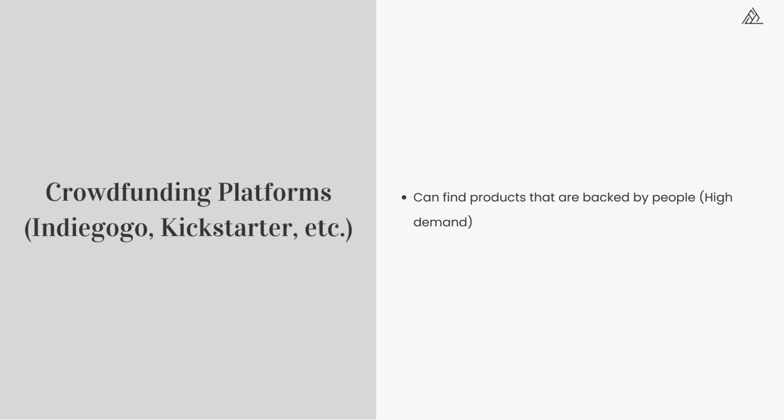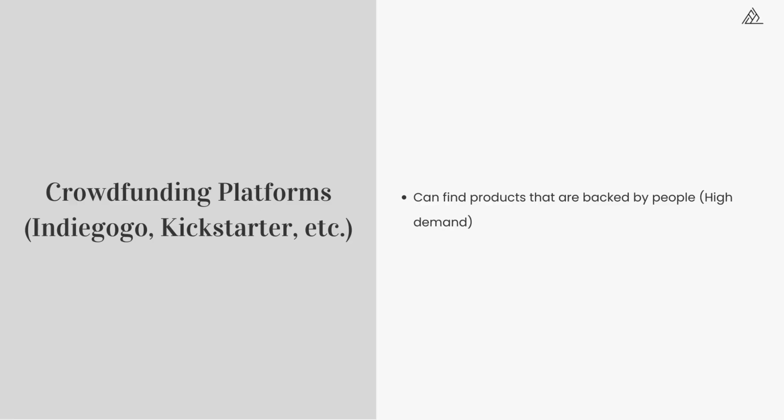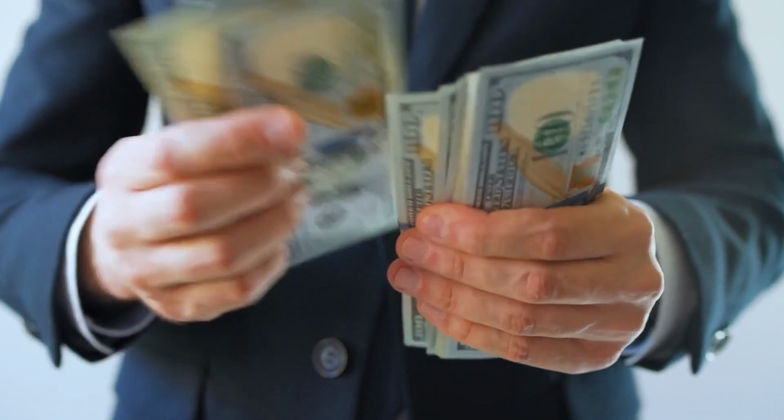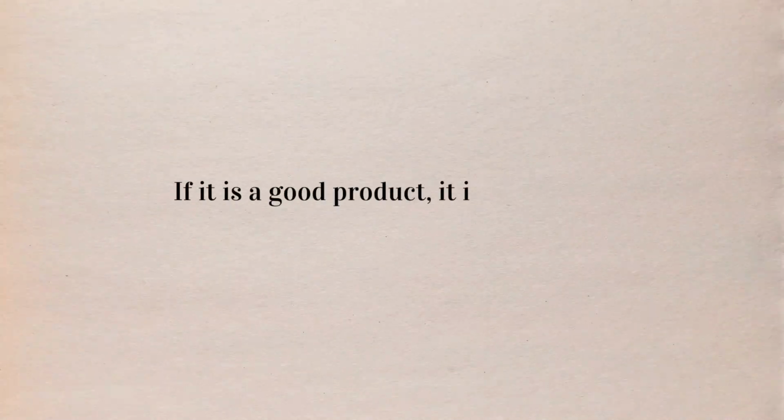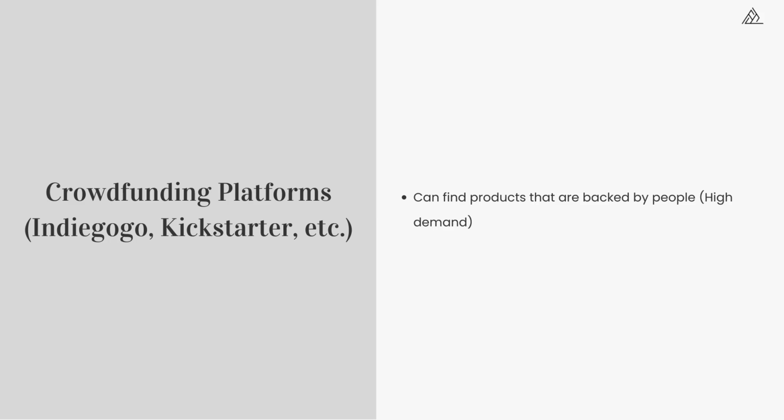Another way to find product ideas is to go on crowdfunding platforms like Indiegogo and Kickstarter. If you find products that are being backed by people, it means that there's a demand for this product. So look at the numbers and see how much people are willing to put money for a single product. And if it's a good product, it's innovative, typically these brands don't sell on Amazon. So you can make something very similar and sell it on Amazon. Again, guys, we do have to validate the product, and there is a process. We'll go through that in future lessons, but it's definitely a good place to start.